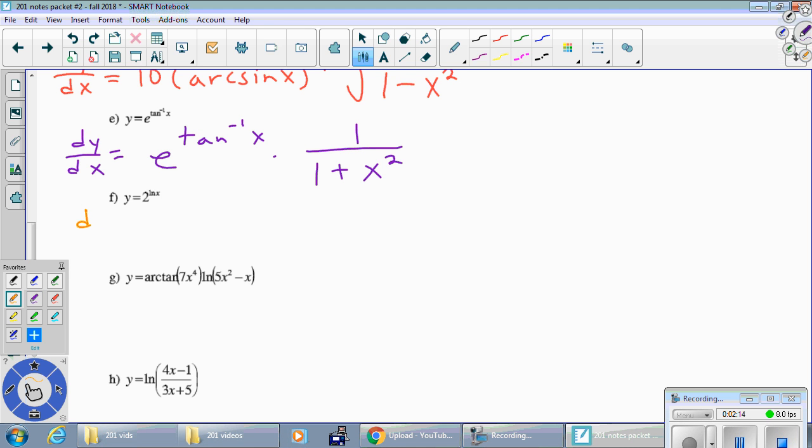F. This is 2 to the stuff. That looks like a to the stuff. So a to the x would be 2 to the x. So this becomes 2 to the ln of x, times, sorry, I missed something, times ln of 2. That's the a to the x derivative rule. But then times the derivative of the stuff. The derivative of ln of x is 1 over x. And that one's done.